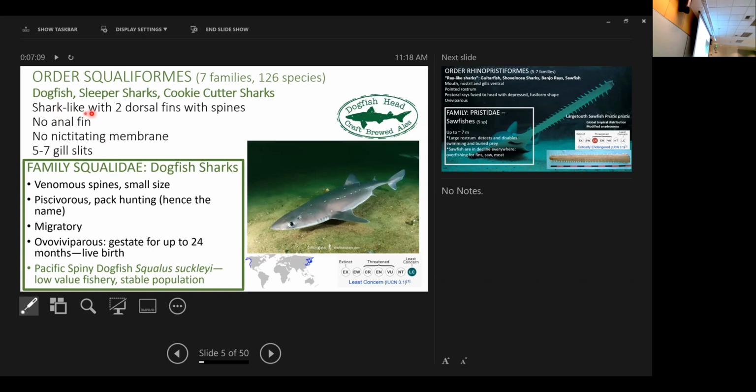Squaliformes includes the dogfish, sleeper sharks, and cookie cutter sharks. So they're shark-like rays. They're more shark-like than ray-like in this particular group, and they're sort of a cusp species between the galiad sharks and the squaliad sharks. They have two dorsal fins with spines, which makes them kind of a unique group. No anal fin and no nictitating membrane. That's the membrane that cats have that covers their eyes to protect them from prey. These sharks lack a similar membrane. And they have 5 to 7 gill slits. That's sort of identifying for this order.